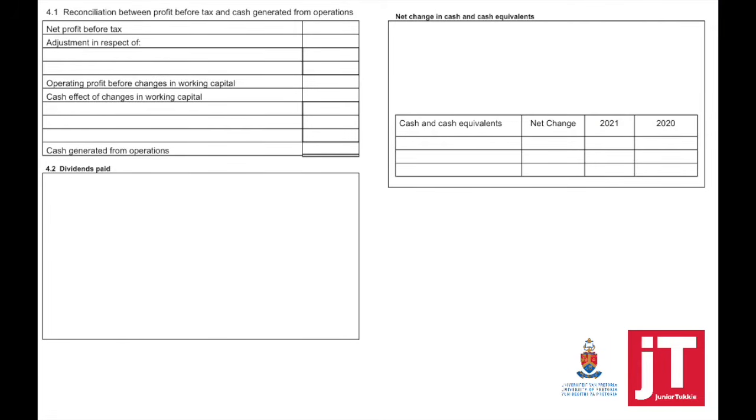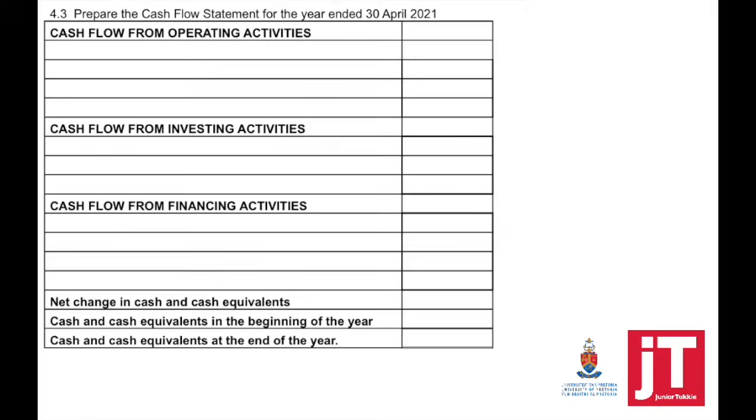Familiarize yourself with your answer booklet. On your answer booklet, you can see exactly what is required of you. Question 4.1, you need to do the reconciliation between profit before tax and cash generated from operations. Question 4.2, we need to calculate the dividends paid and the net change in the cash and cash equivalents. And then we have to complete the cash flow statement, which we prepare for the year ended 30 April.